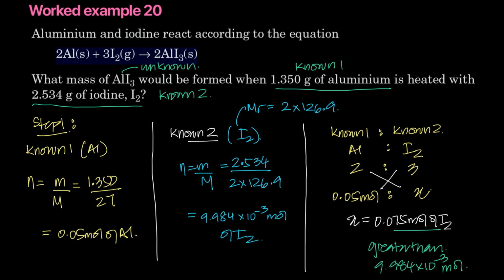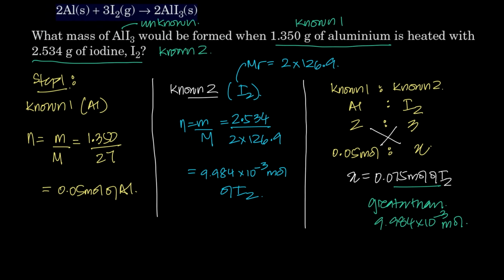So just doing this tells me that iodine is limiting, because the amount that I have, aluminum, is in excess. The amount I need of iodine is 0.075. That's the amount of iodine I need to react with this much aluminum. But I only have this much iodine, and I needed a lot more to react with this much aluminum, which means that the actual iodine is less than what I need. So iodine is limiting and aluminum is excess. That's one way of finding out, using aluminum as my starting point.